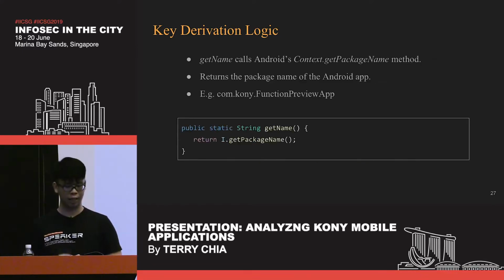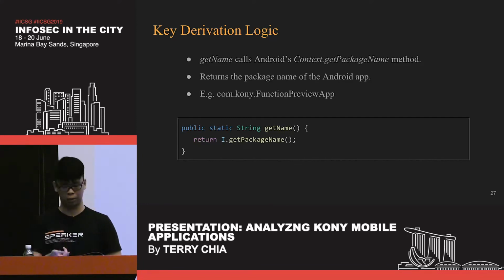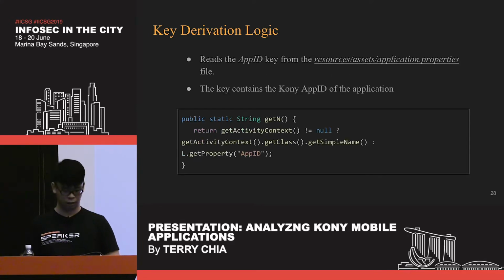The next function, the getName function, calls Android's context.getPackageName method, which returns the package name of the Android application. For the binary, the APK file that I was analyzing that I pulled from the Play Store, the package name is com.kony.functionPreviewApp. And finally, the getEnd function reads the app ID key from the same application properties file. And that key contains something called the Kony app ID of the application. And this is probably something that is different for every Kony application.